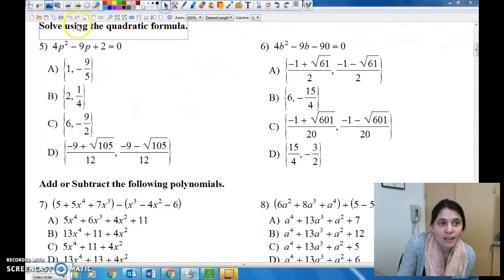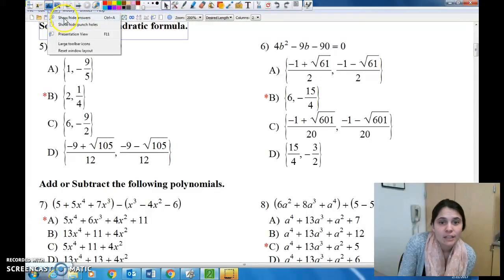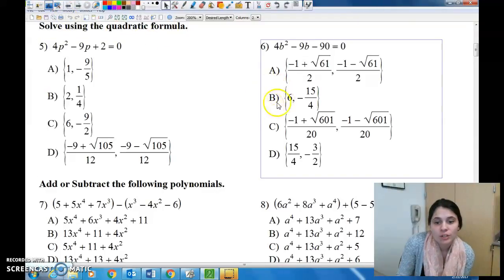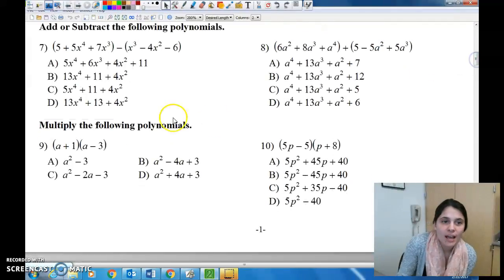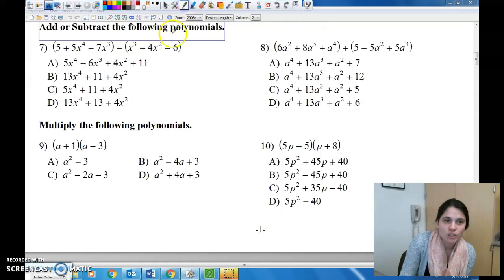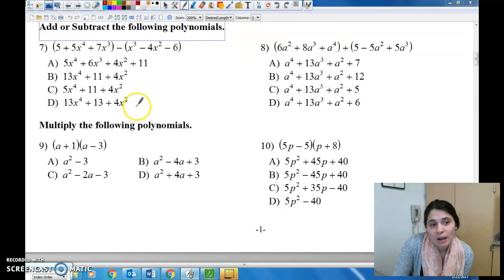I'm going to go ahead and let you solve number 6, but I'll quickly figure out the answer. So number 6, the answer is B. So after you've solved it, you should get B as your answer. I'll go ahead and show you numbers 7 and 8 since one is subtraction and one is addition, but in theory they're about the same.